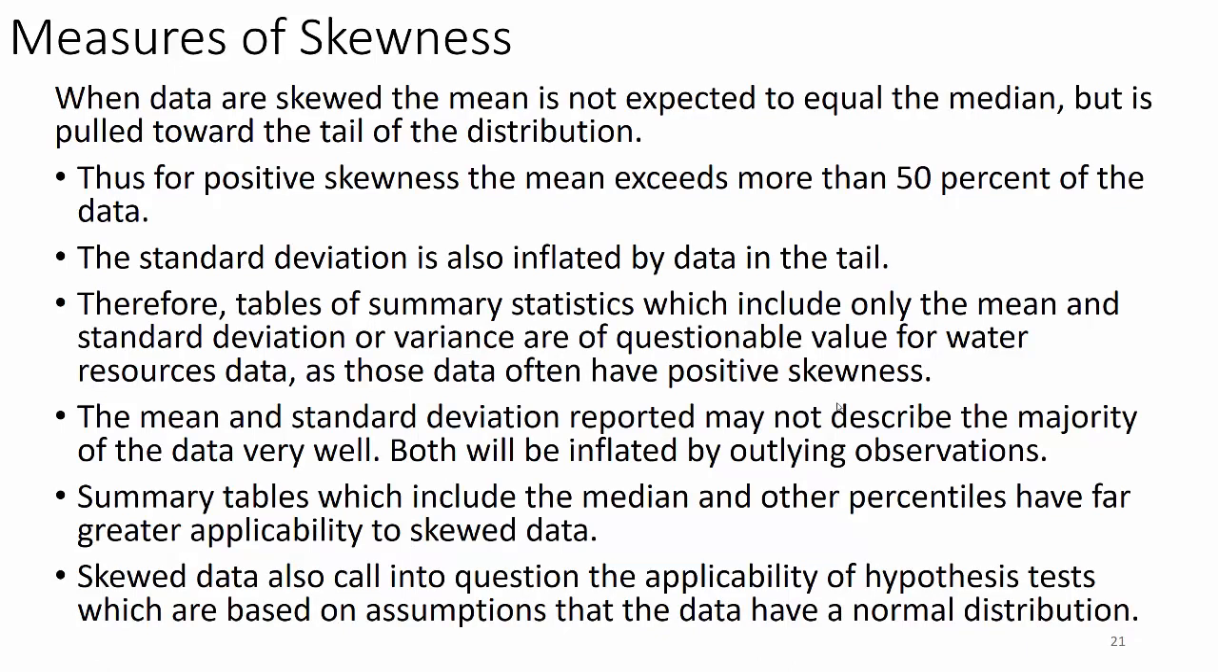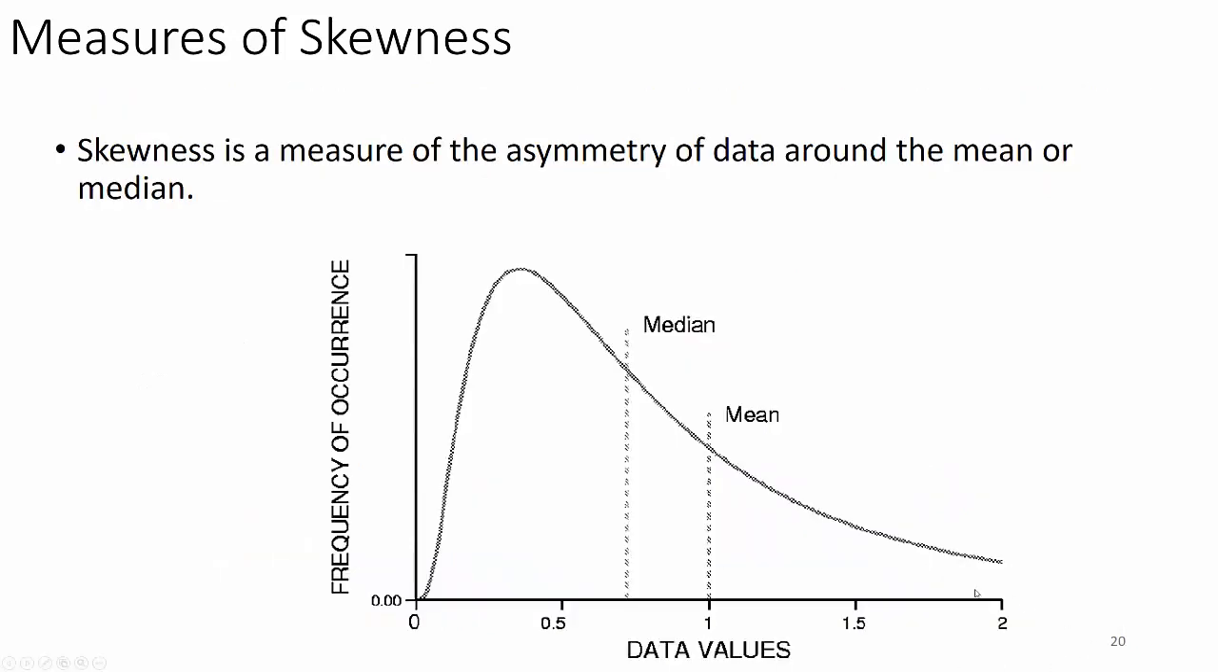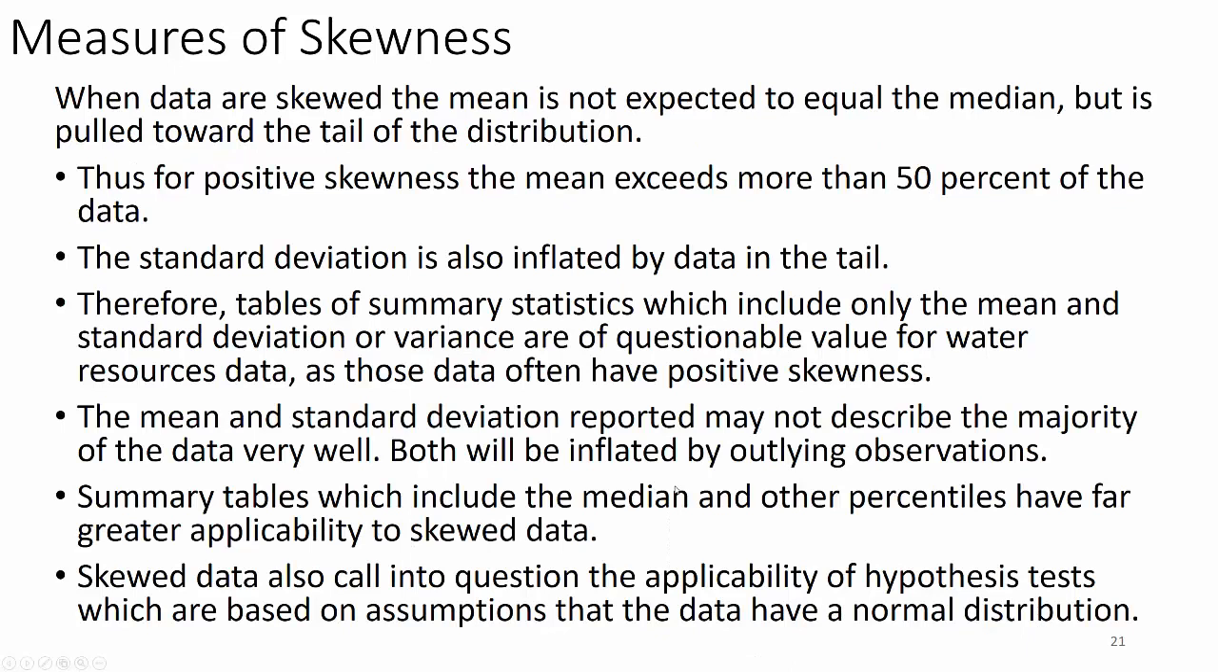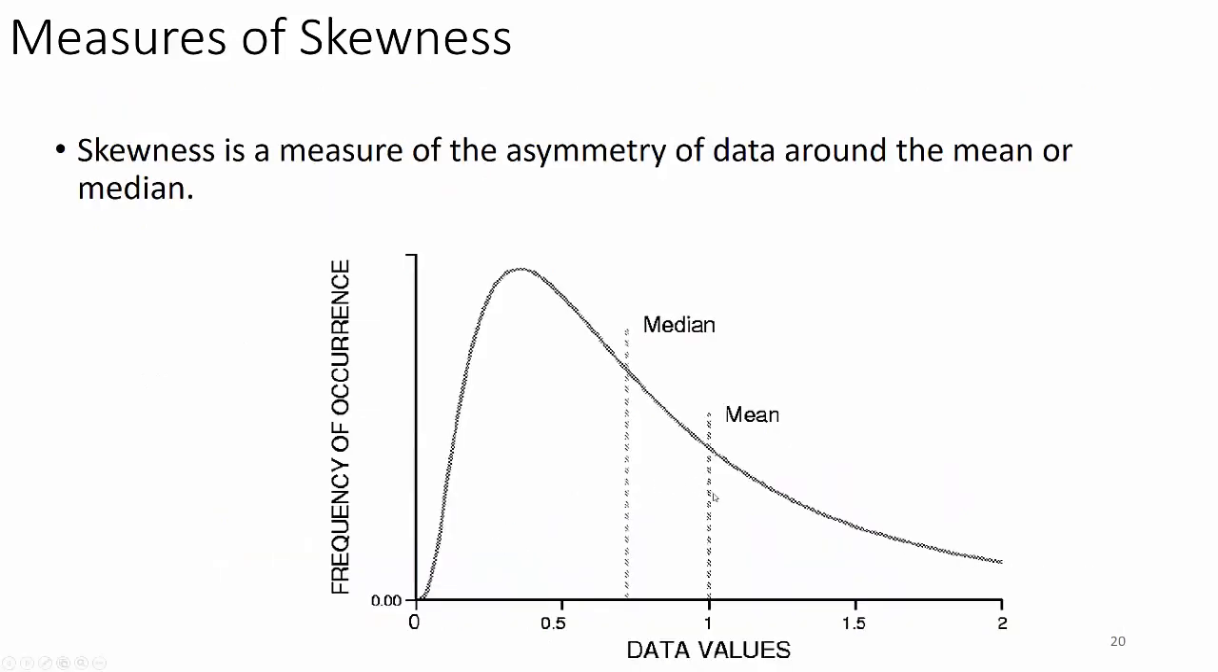When data are skewed, the mean is not expected to equal the median, but is pulled towards the tail of the distribution, one way or the other. So in this case, the data is skewed to the left. The median is skewed below the mean. Thus, per positive skewness, the mean exceeds more than 50% of the data. That's the case here. This is positively skewed. The mean is greater than 50% of the data. The median is 50% of the data.